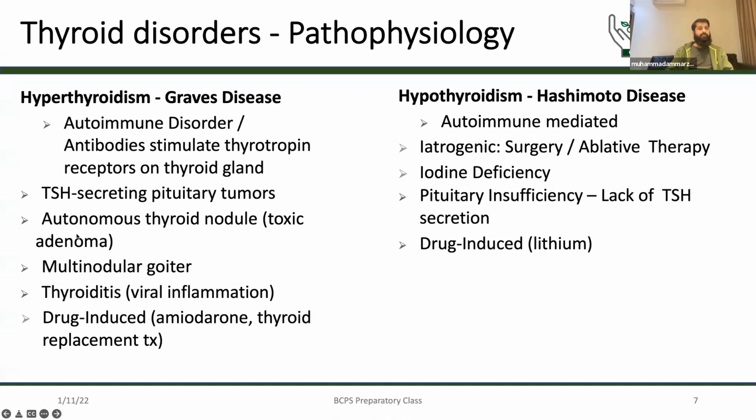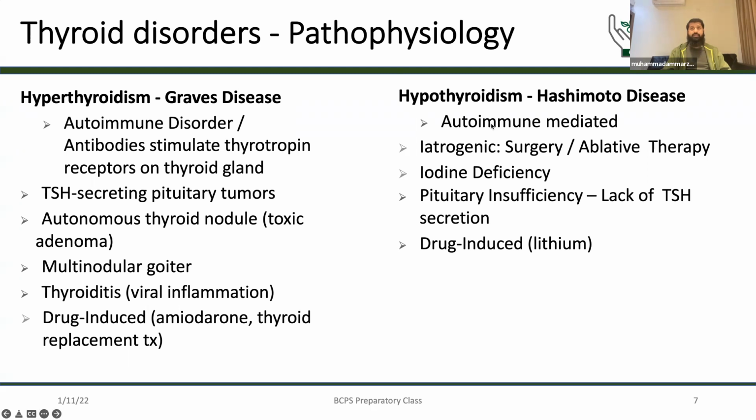There could be thyroid nodules as well, toxic adenomas in the thyroid gland itself, which could be a cause of hyperthyroidism. There could be multinodular goiter of the thyroid. There could be inflammation of the thyroid gland, and increased levels of T3 and T4 could be drug induced. For example, certain drugs like amiodarone or thyroid replacement therapies can increase the secretion of the thyroid gland.